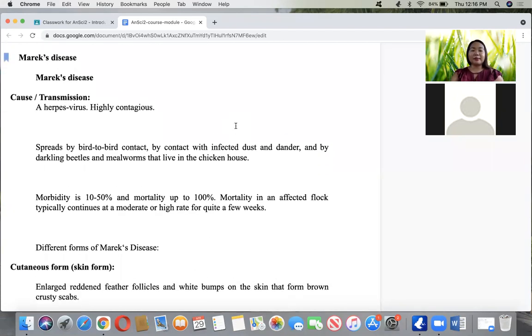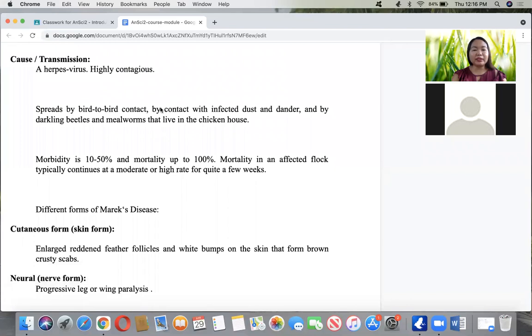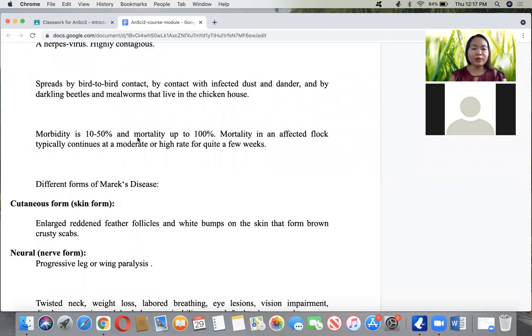So the next one is Marek's disease caused by a herpes virus. So we also have a herpes virus, yung mga sexually transmitted disease natin, no? In humans. Okay lang. So it spreads from bird to bird contact pa din, and with infected dust and dander, and by darkling beetles and mealworms that live in the chicken house. And morbidity is 10 to 50% and mortality up to 100%. Ganun kataas ang mortality.